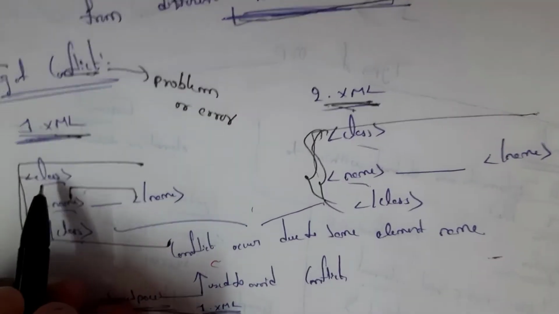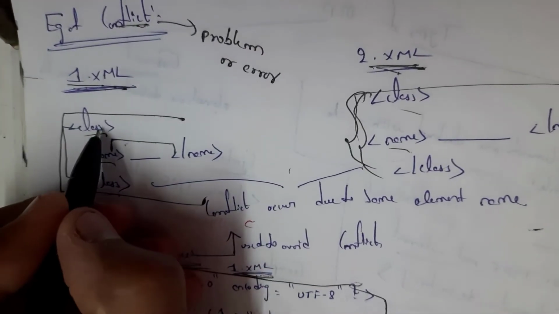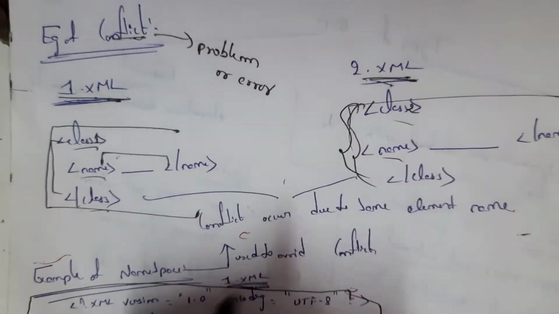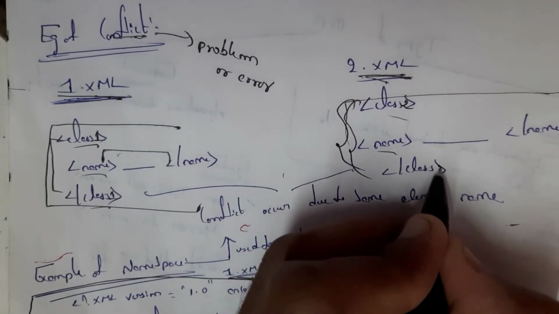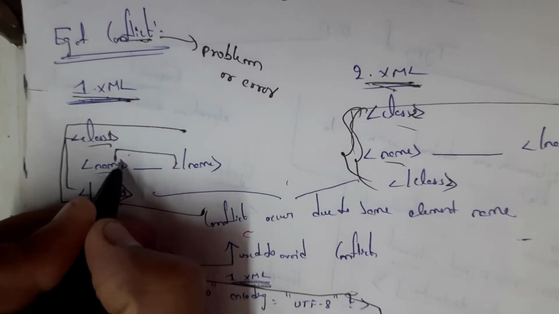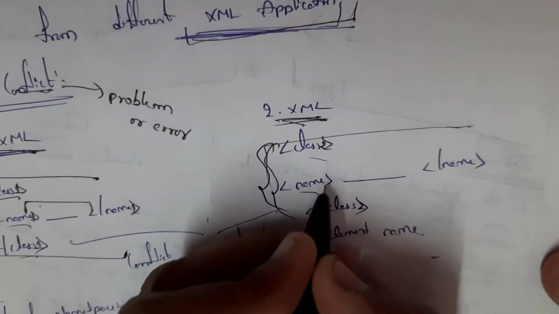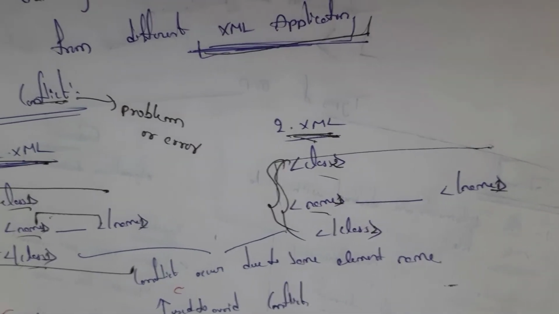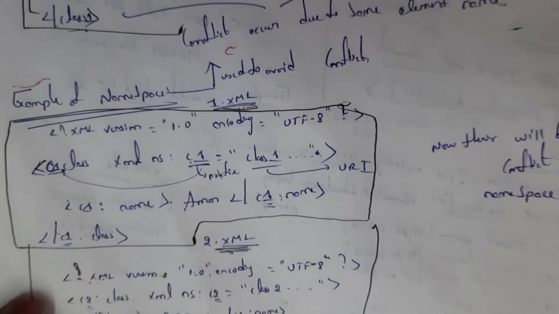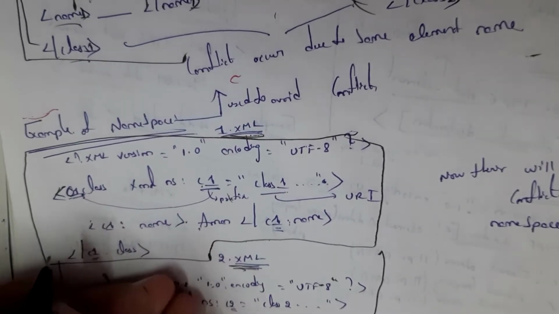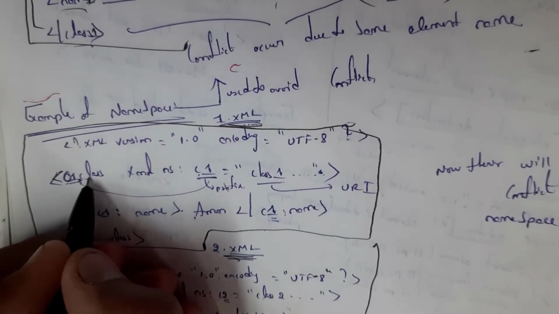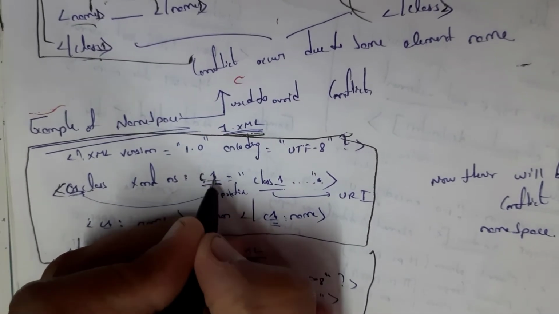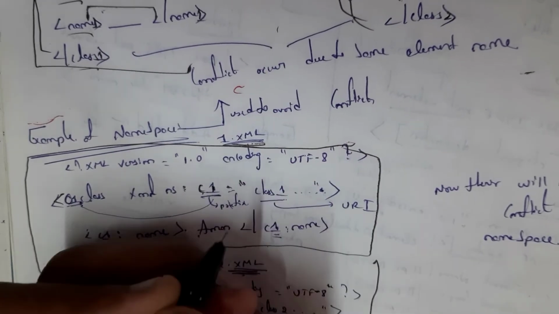See, you can avoid this naming conflict by giving this class name as class1 and this one as class2, and similarly name as name1 and name2. So by using this you can avoid your conflict. See, here I changed this class name as c1:class, and the XML namespace is xmlns:c1="class1".